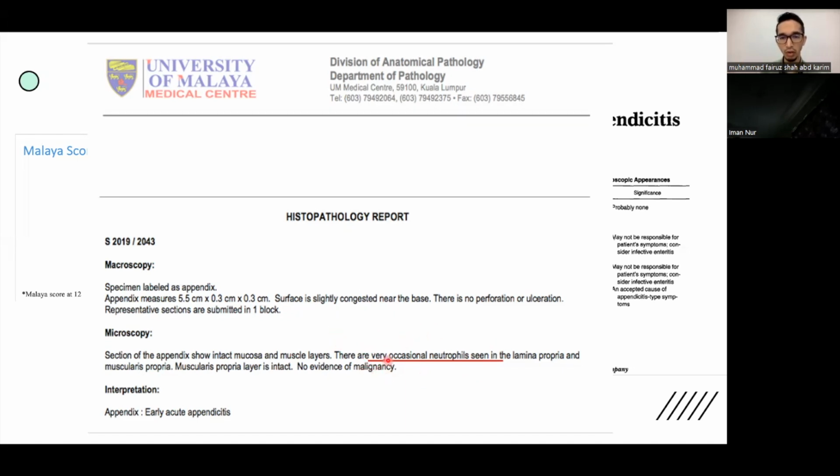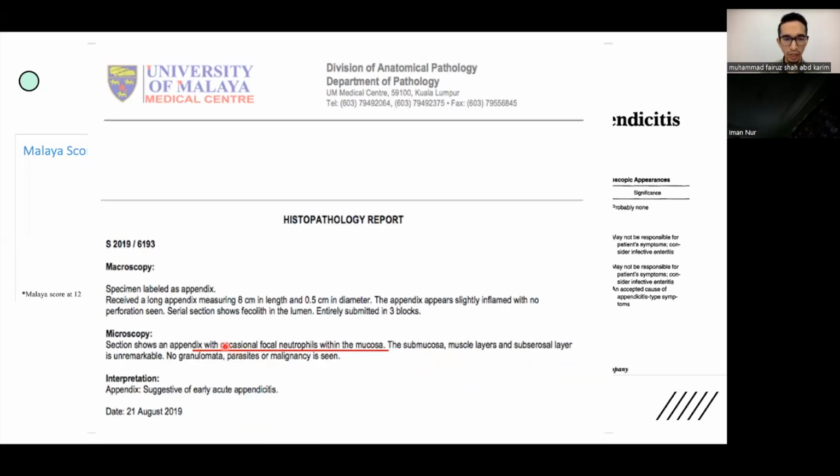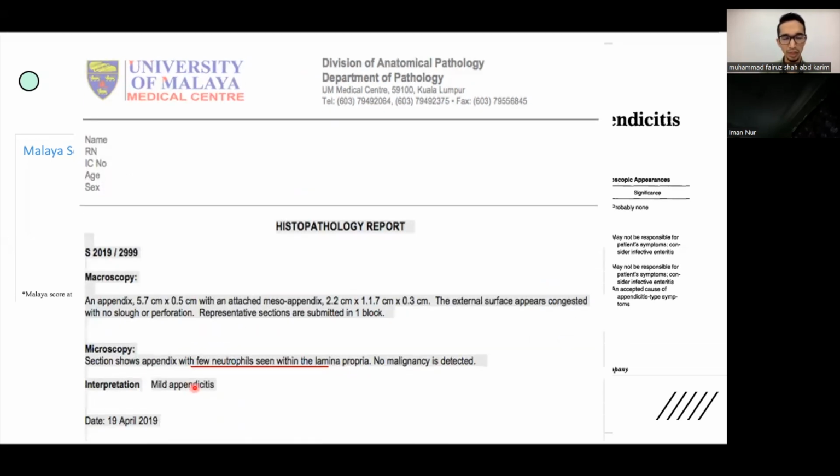We see from here very occasional mucous neutrophils seen, and in the appendix very occasional focal neutrophils within the mucosa, and they mentioned it as suggestive of early acute appendicitis, and occasional focal neutrophils seen, again suggestive of early acute appendicitis and mild appendicitis. So what I'm trying to say is that sometimes there are things that don't trigger you, something you don't come across or think about, that you have no idea about, and this can influence your study.